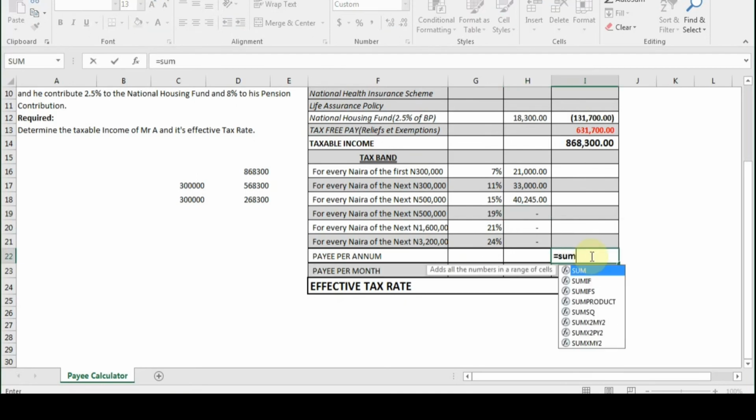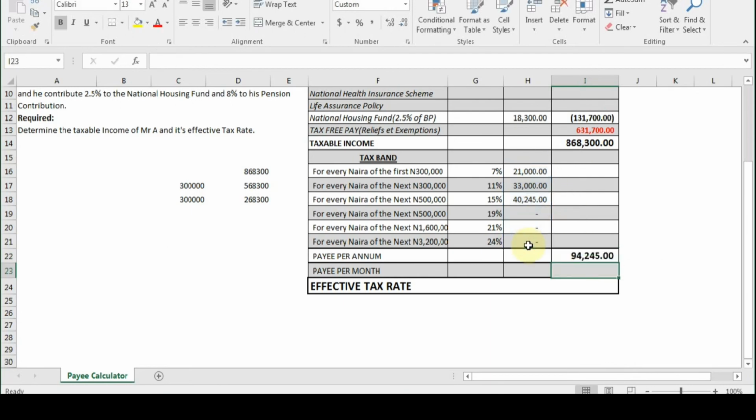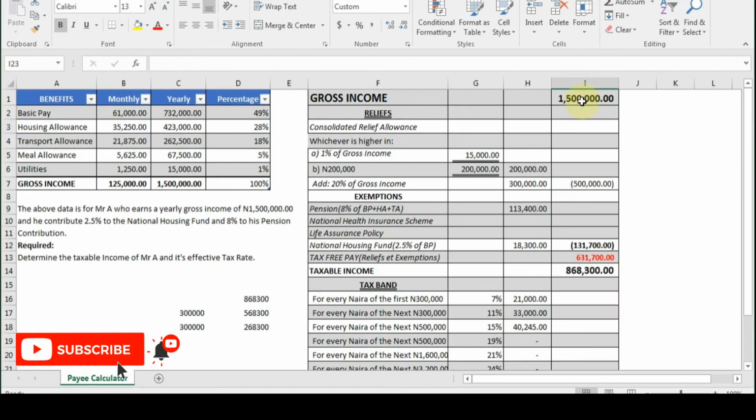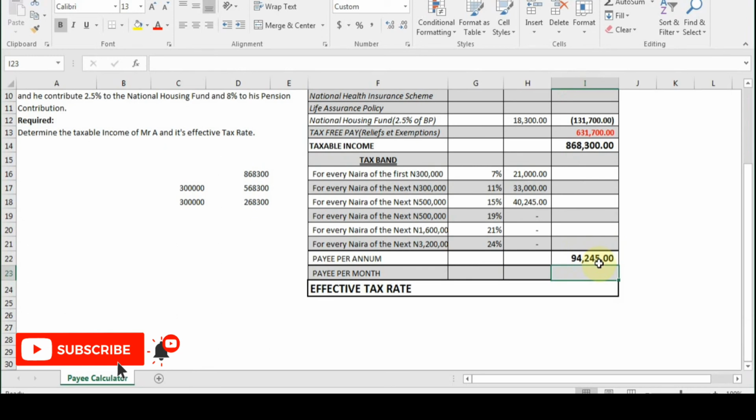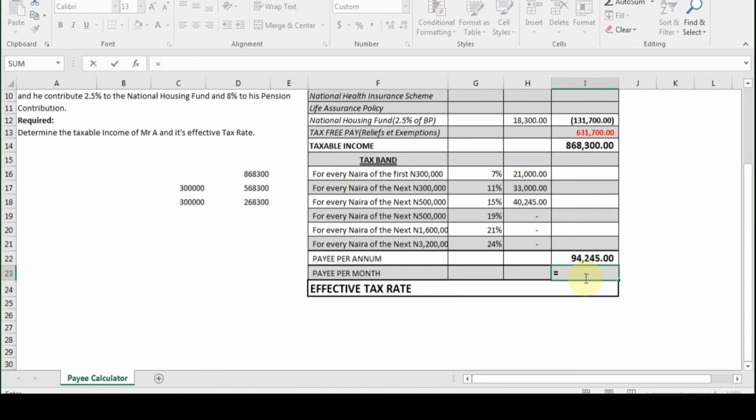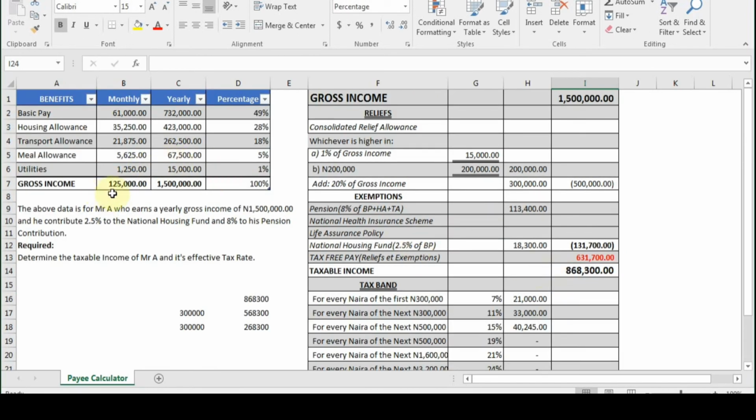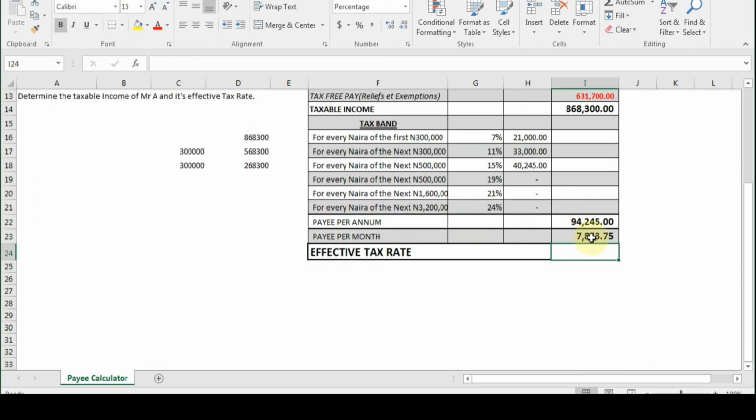That's the tax he is paying. So it will be the addition of your tax band. That's 94,245. So out of 1,500,000, he will be paying 94,245 per annum as Pay As You Earn. To get the monthly pay, that will be equal to this divided by 12. So for every month where he receives 125,000, he is paying 7,853.75.